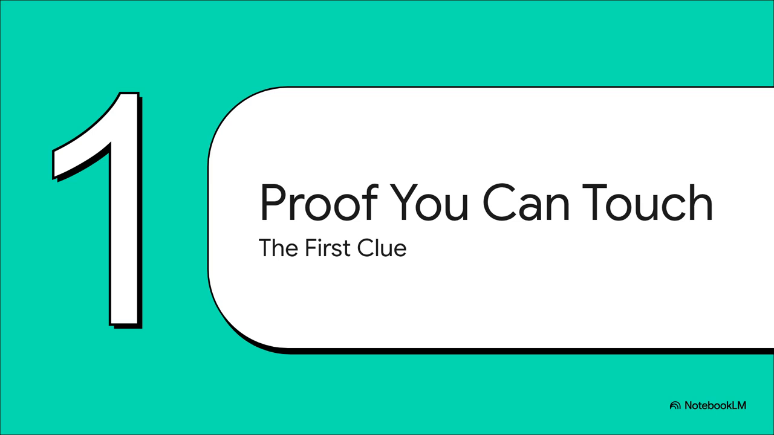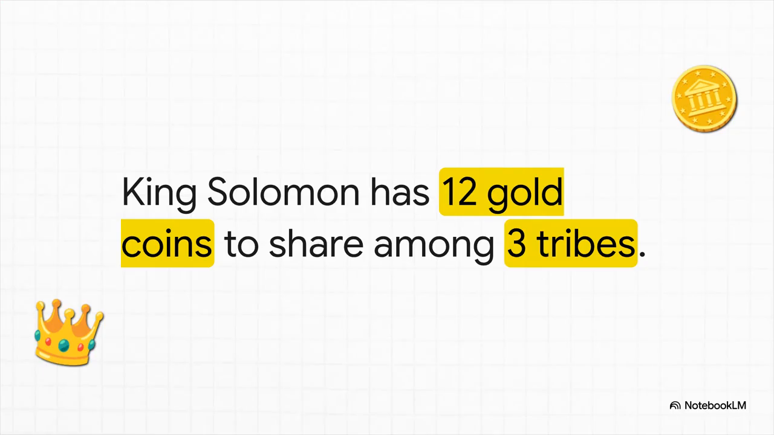Our first clue is something you can practically touch and feel. We're going to get hands-on with this. So I want you to picture this. You're the wise King Solomon. You've got 12 gold coins in your hand, and you need to split them up fairly between 3 different tribes. This makes it super concrete, you know? It's a real-world problem. The question is simple enough. How many coins does each tribe walk away with?